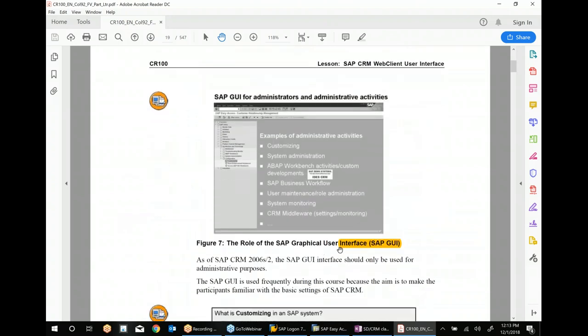Now, the role of SAP graphical user interface. The important thing is that web client user interface is primarily only for business users. It's only for business users.